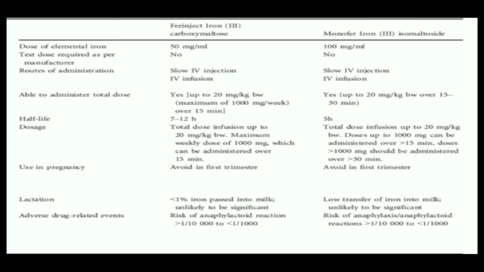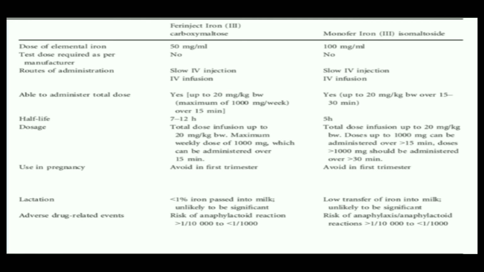Farinject total dosage is up to 20 milligram per kg, with a maximum weekly dose of 1000 milligram, which can be administered over 15 minutes. About use in pregnancy, it is written that use is allowed after the first trimester for both Monofer and Farinject. About lactation, less than 1% of iron is passed into milk for Farinject, and for Monofer, there is low transfer of iron into milk.